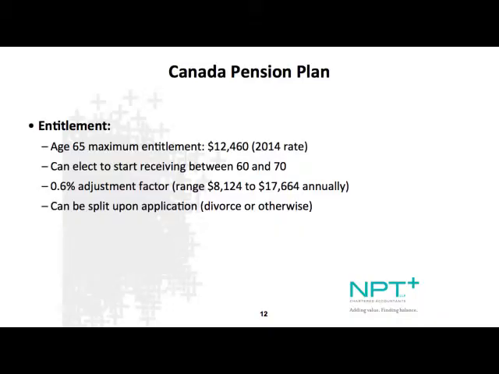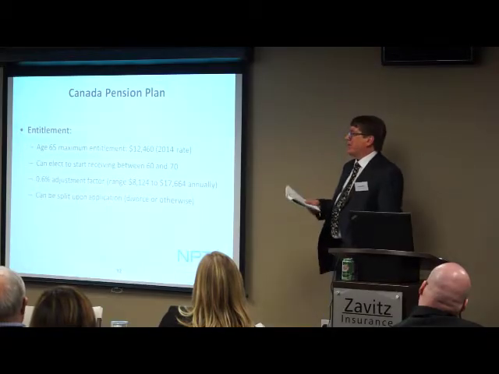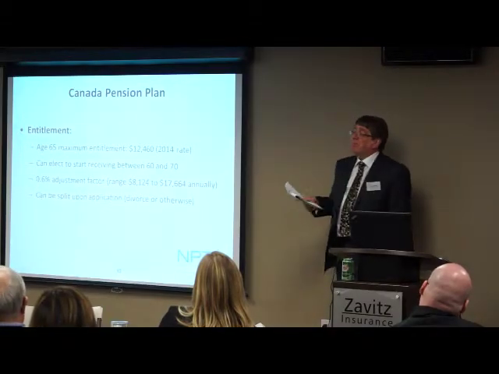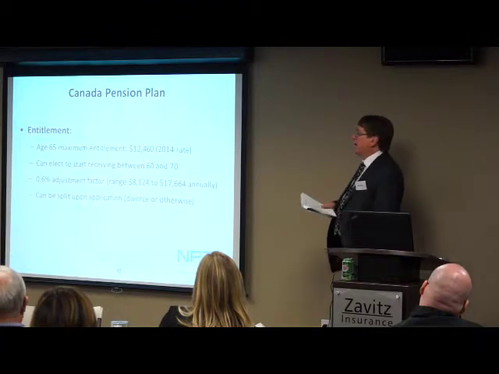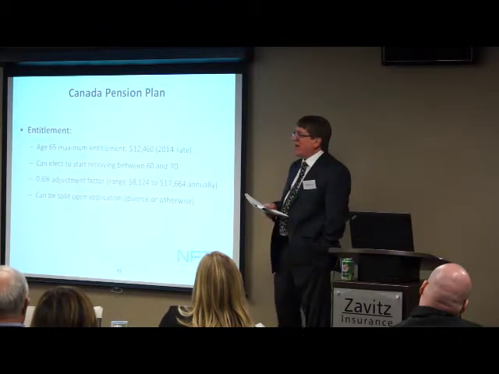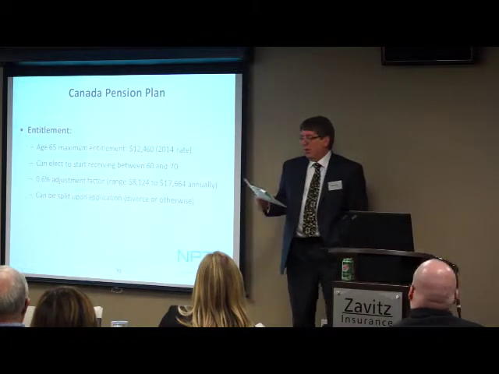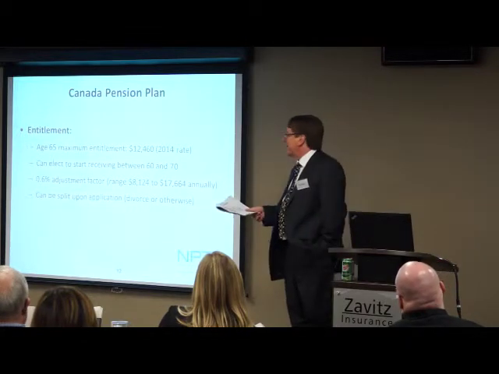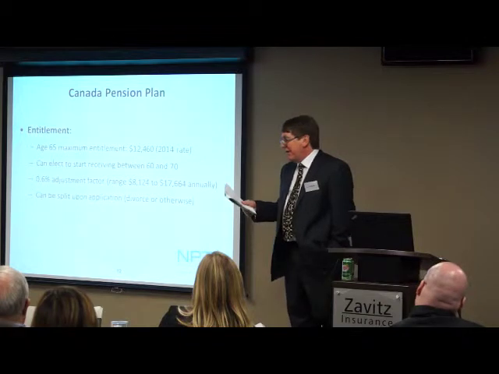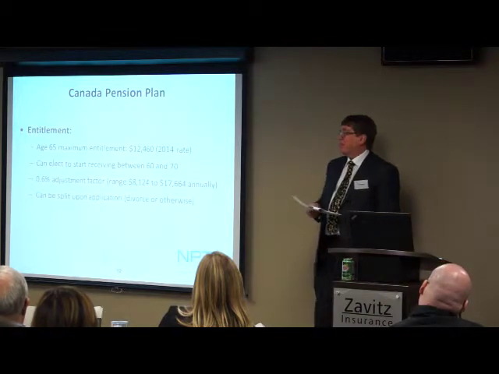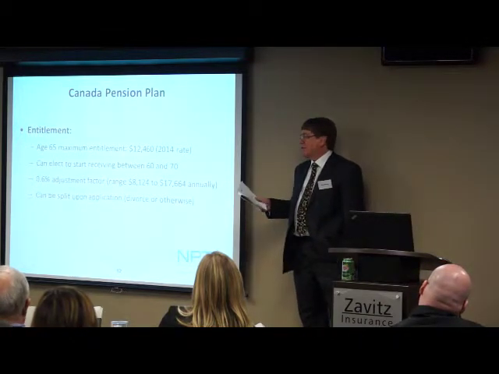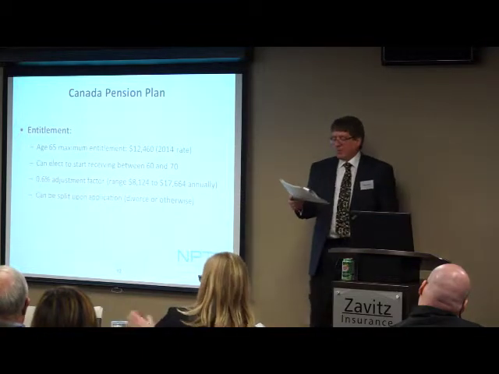At age 65 today, if you've maximized your contributions for all 40 previous years, it's $12,460, not much. You can elect to start receiving it at age 60, and we don't have to play the funny little game anymore that you're going to fake your retirement. You just ask to start receiving it. Or if you want to defer it, you can defer it to age 70. And again, the factor is 0.6% per month. So it just goes down or increases based on those numbers.